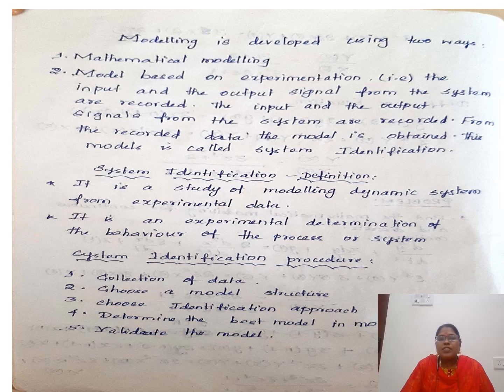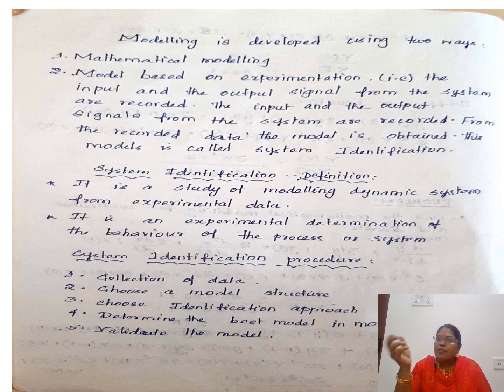So this is the definition of system identification. I can define system identification as the study of modeling dynamic systems from experimental data. Experimental data is nothing but the recorded input and the recorded output. Then the system identification procedure. The first step is you have to collect the data of any system. Data is nothing but the input data and the output data of the system.